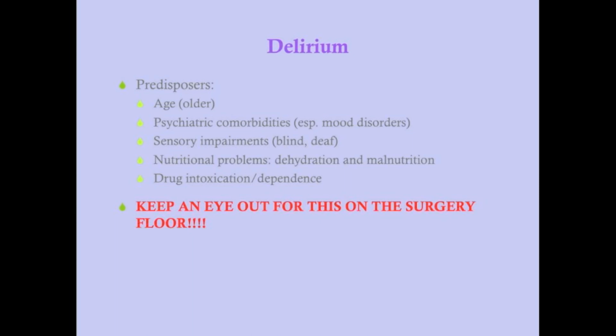So the predisposers for delirium is an old age. Older patients tend to be more susceptible to delirium than younger patients. Patients with psychiatric comorbidities, especially mood disorders, major depression, are going to be more susceptible to delirium. Sensory impairments, if you're blind or deaf, you're going to be more susceptible to delirium. And then patients with nutritional problems and drug intoxication dependence.